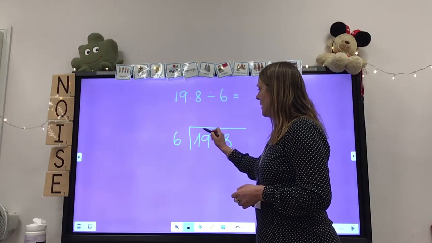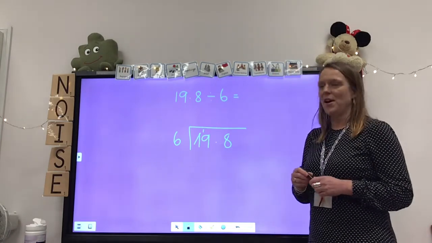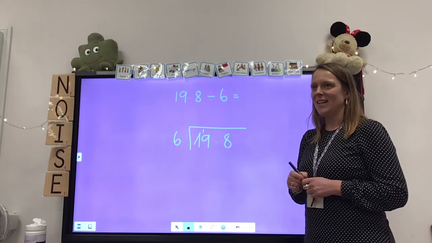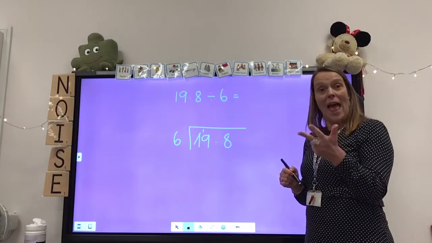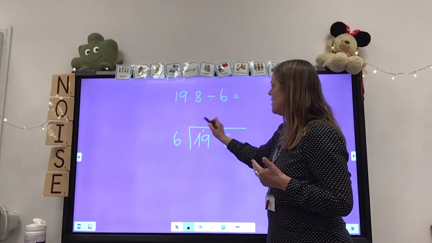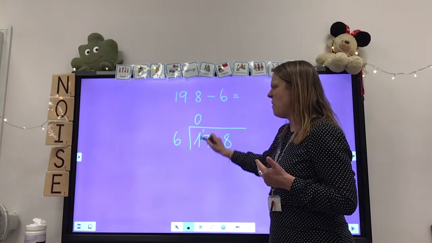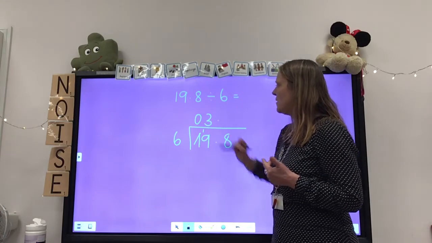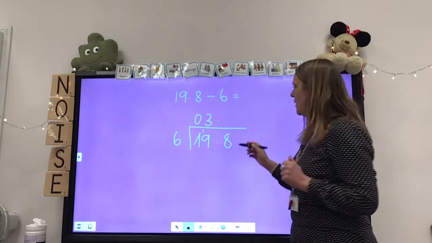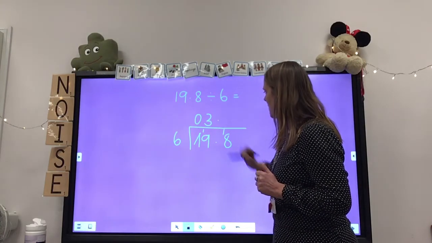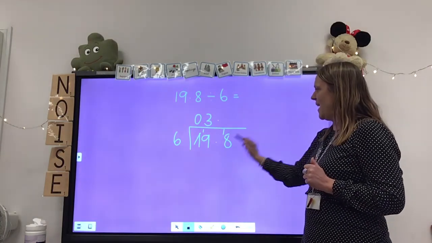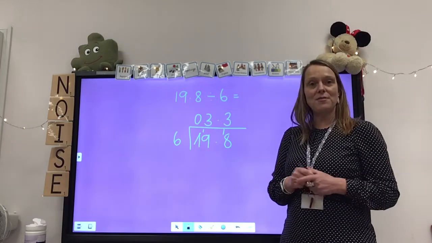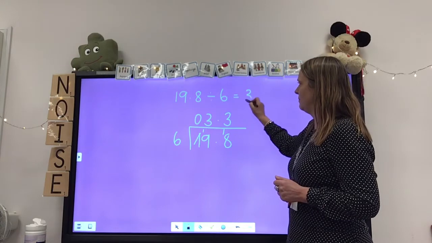So we're going to cross that out and carry it over to the 9, okay? How many times does 6 go into 19? 6, 12, 18. Goes in 3 times, doesn't it? I'm going to put a 0 there just to remind myself that I did actually do that. 3 times, but there is a remainder. What's our remainder? It's 1 again, isn't it? Okay, so I'm going to carry my 1 over to here, and then 6 into 18, we know goes 3 times. So our answer is 3.3 even.